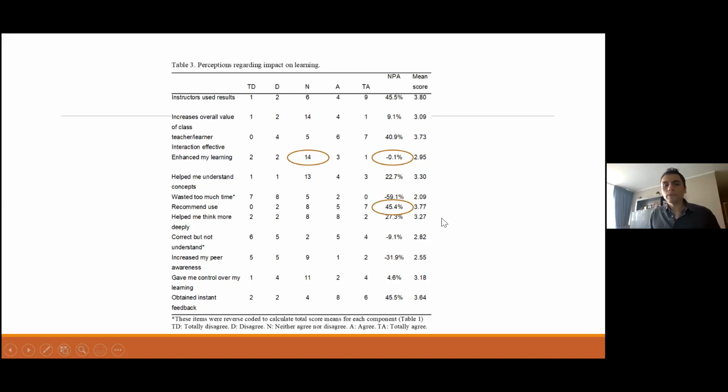Still, they would recommend the use of Socrative in other classrooms. And they liked the application because they were able to obtain instant feedback. But the answers in general were quite neutral in terms of the impact on learning. And that's why we wanted to explore these results with the focus group interviews.